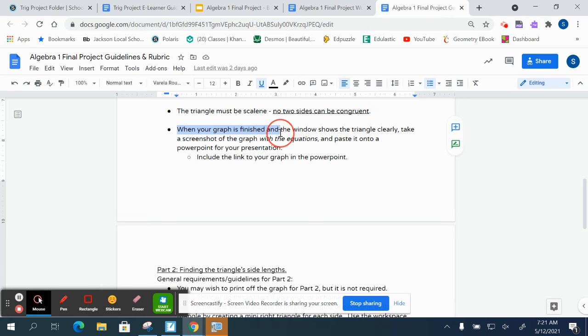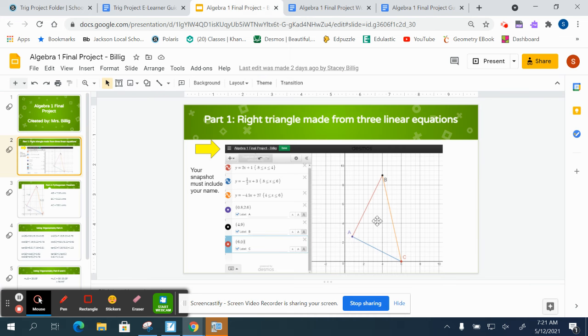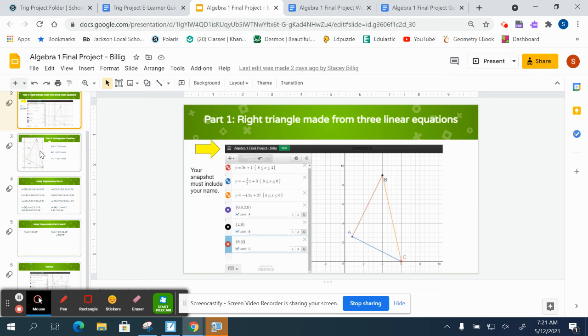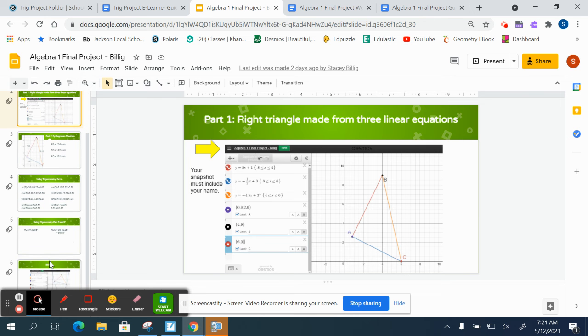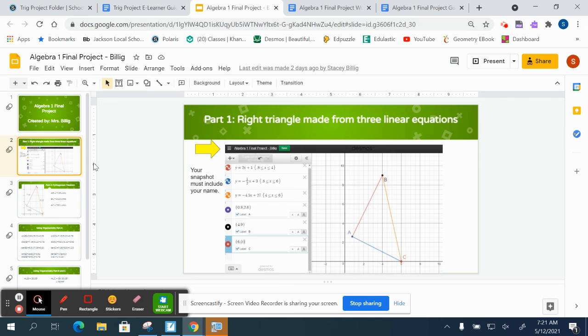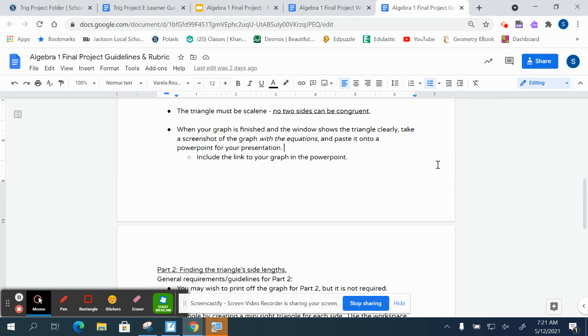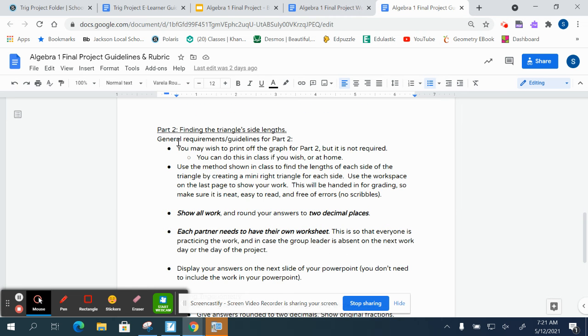When your graph is finished and the window shows the triangle clearly like this, so you have the triangle, your equations, your labels, your name, take a screenshot of that and then put it in your slideshow. Go ahead and feel free to use the formatting that I do here, but maybe don't make it look exactly the same, put your own touch on it, but you can use that for organizing your work.